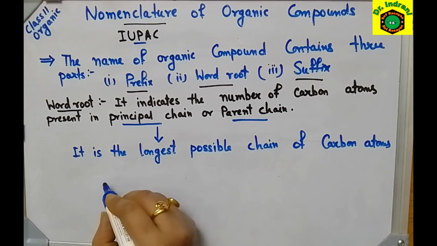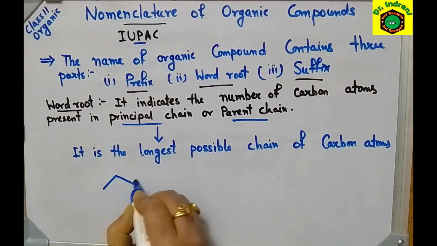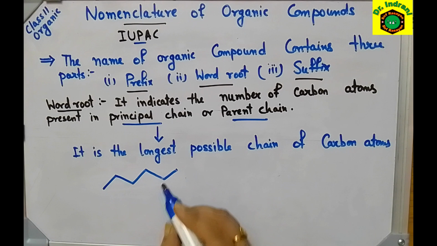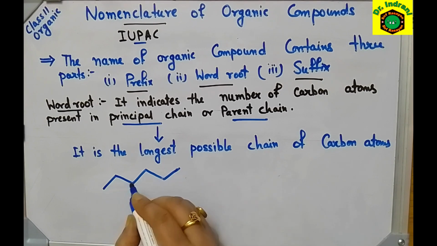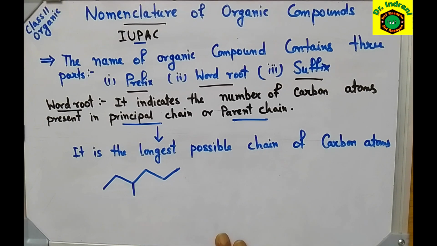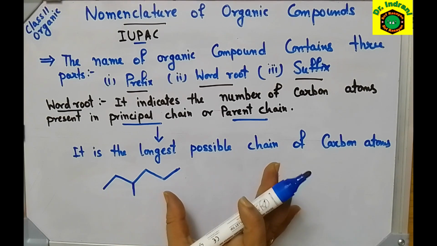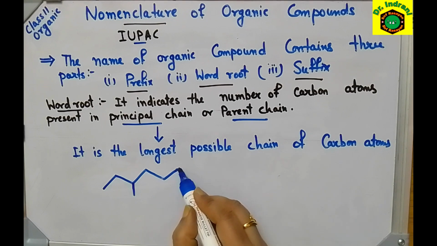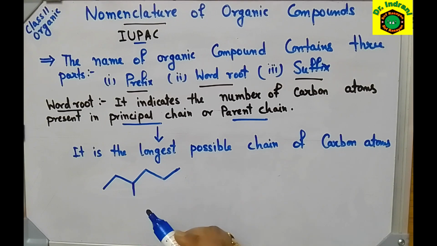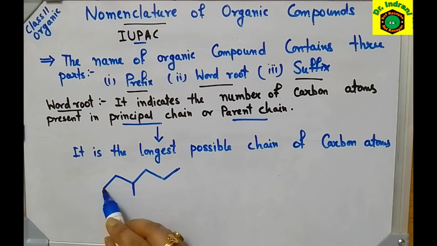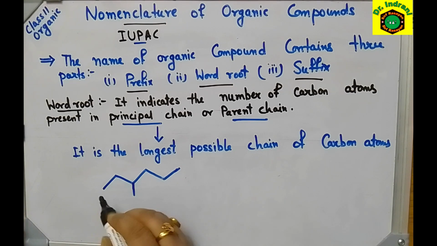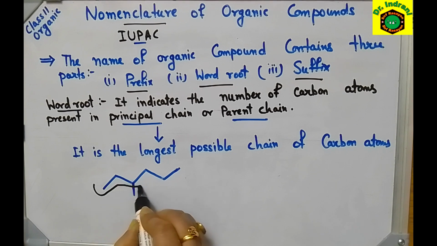For example, in this compound, which is the longest possible chain? If you count 1, 2, 3, 4, 5, 6, 6 carbon atoms are there in this chain. Here 1, 2, 3, 4, 5, 5 carbons are there in this chain. 1, 2, 3, 4 carbon atoms are there. So the longest possible chain of carbon atoms here is this one.